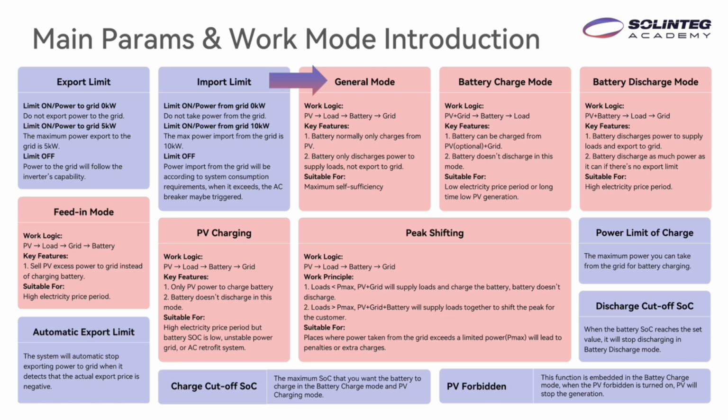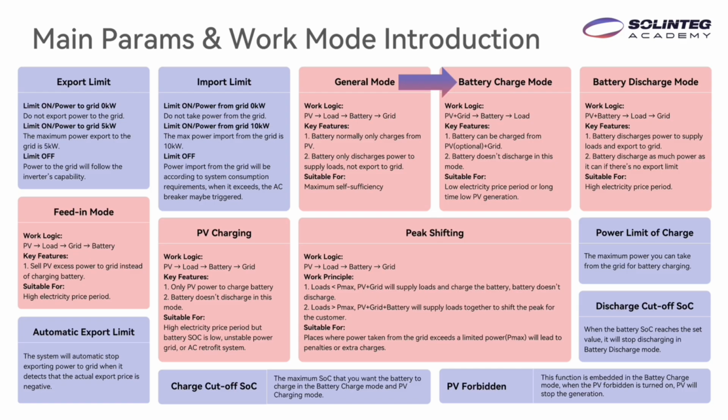The general mode is very easy to understand, and it is the most common working mode we might use in real applications. The working logic is that the PV will generate power and send it to the load. If there is some extra power, it will charge the battery. If there is still extra power, it will be fed into the grid. In this mode, the battery only discharges power to supply the loads, and it will not export to the grid.